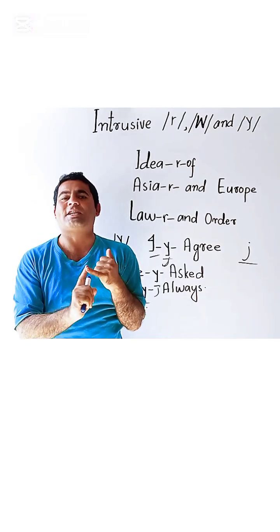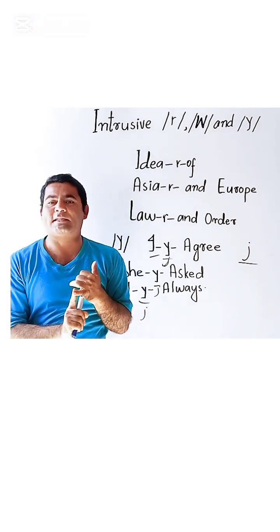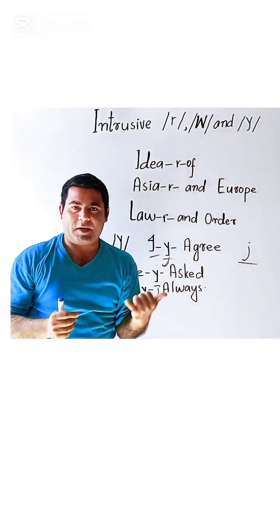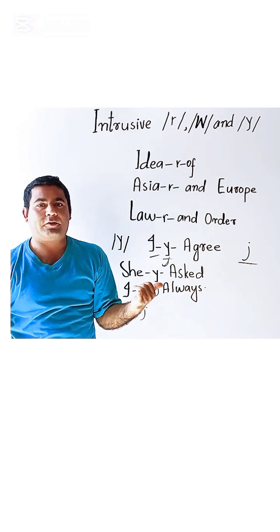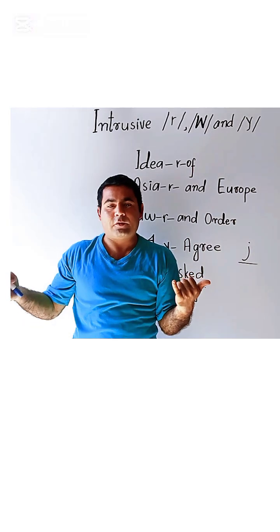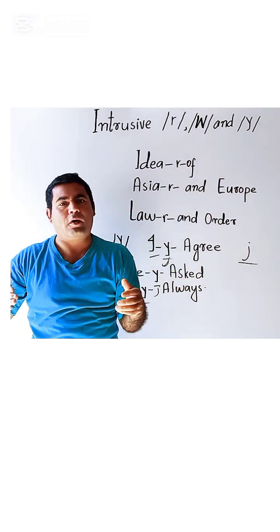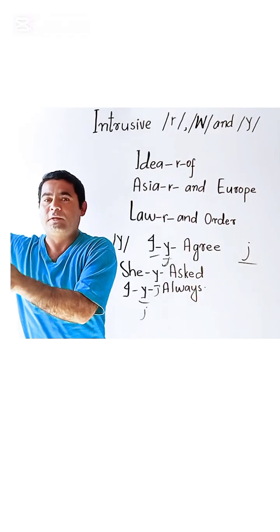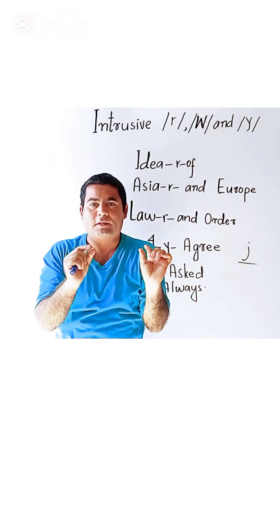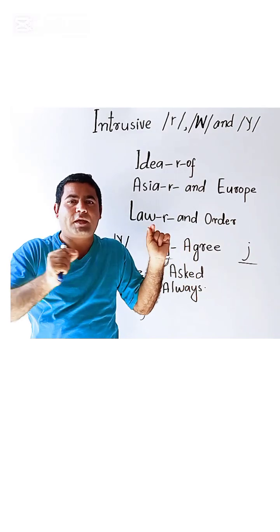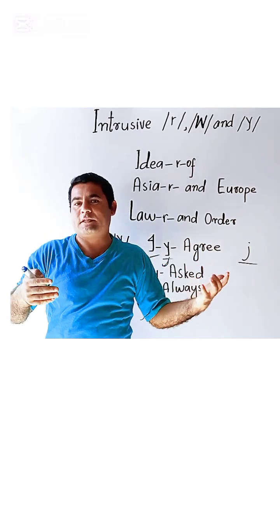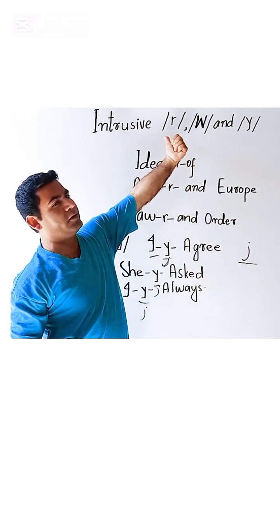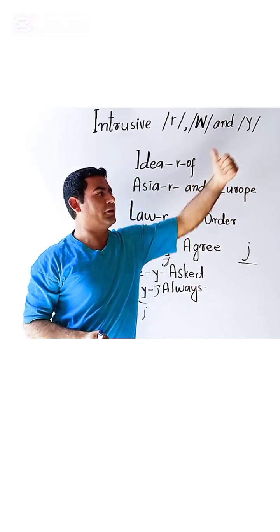Intrusion is actually a technique in which a non-existing sound comes and joins the other sounds to maintain the fluency in the speech. When you speak English, there should be a flow in your speech. There occur some moments in which you pause because the articulation of the sounds is different. When you move from one sound to the other, there occurs a gap, a pause. To avoid that pause, we practice phonology. In phonology, there are techniques: assimilation, elision, and intrusion. Today, let's talk about the intrusive r, w, and y.